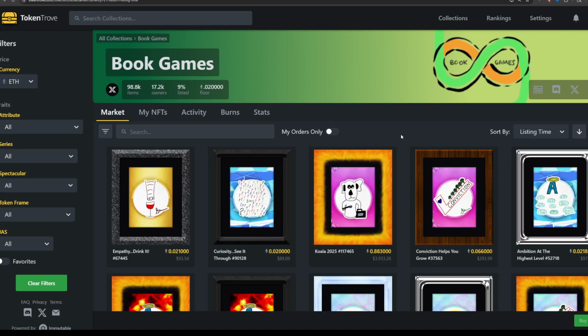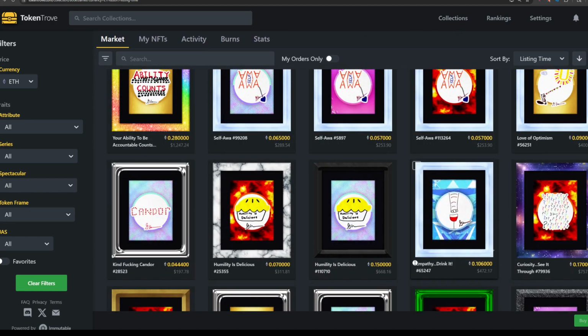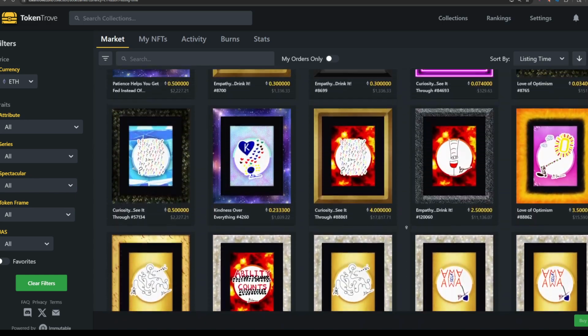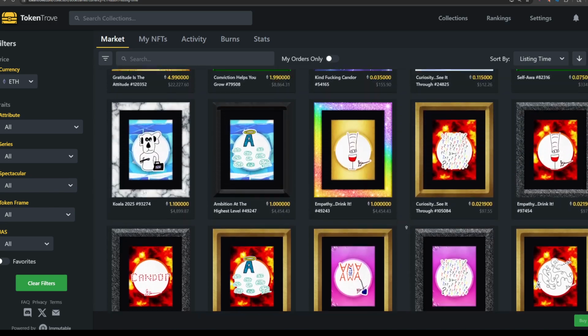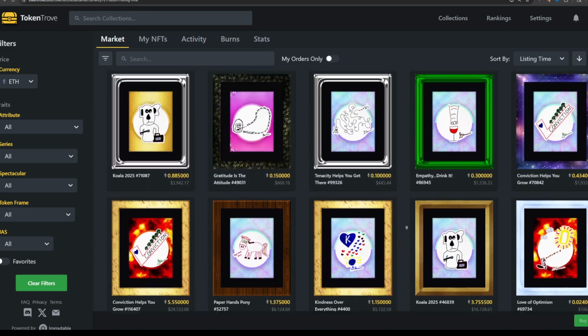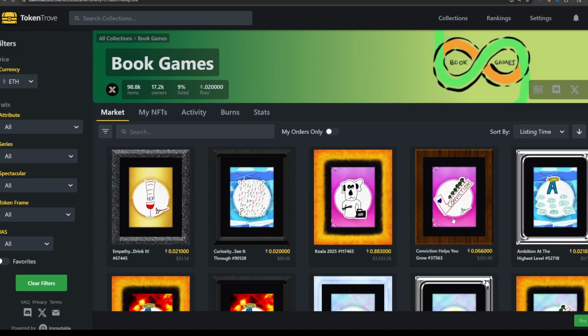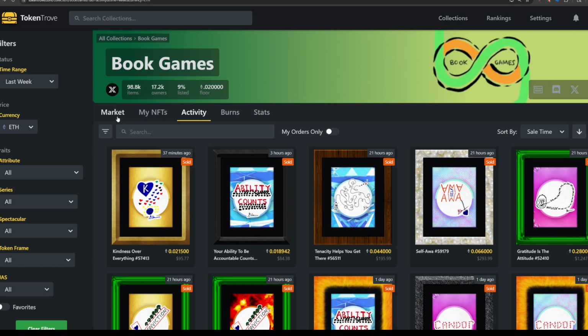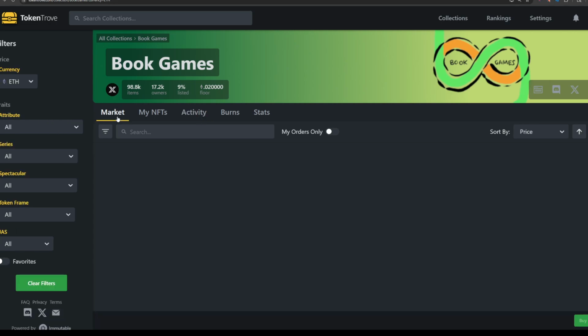Hey, listing time, what are some most recently listed tokens? Are there any snipes that we can catch? Is it anything interesting? Next we go, after checking the listing time, we check out activity and then check out the floor prices.